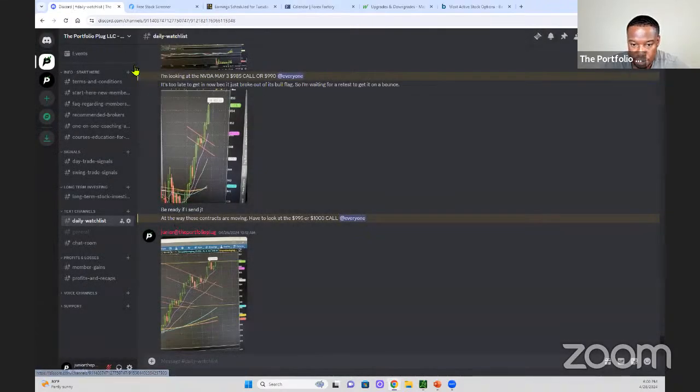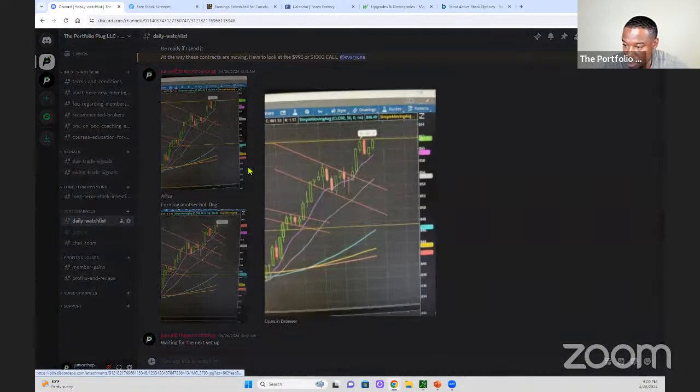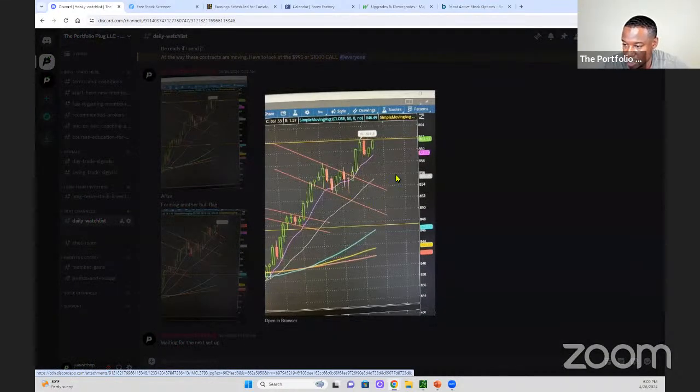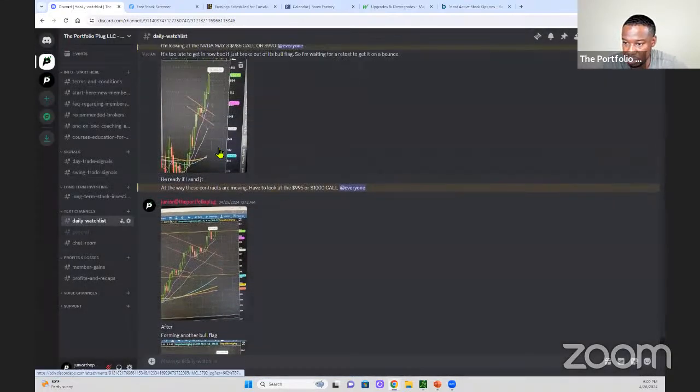If we get more, we get a continuation. See, bull flag again. And this was a trade that we made money on Friday with some calls. This was a nice bull flag, a beautiful breakout that we got into. All right, so hope you guys can see that.